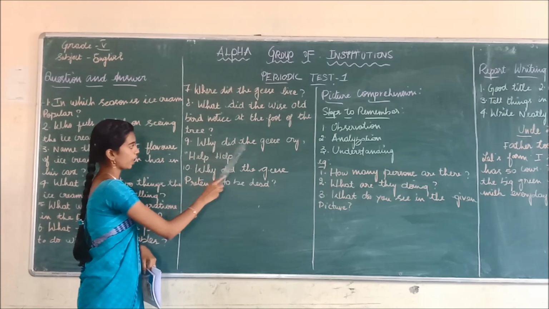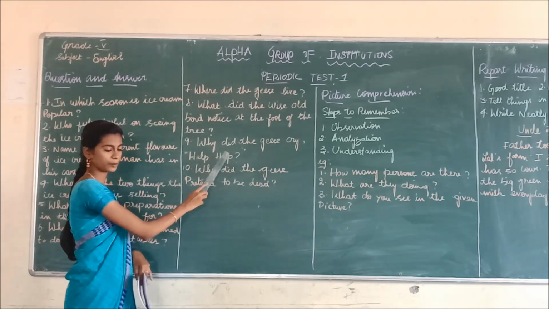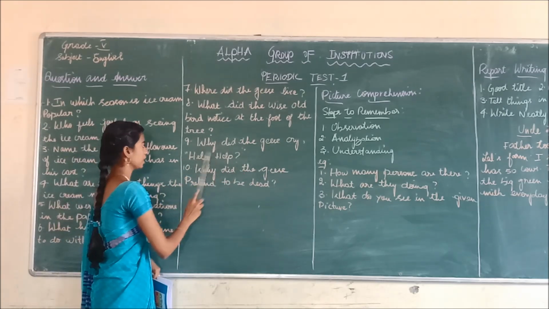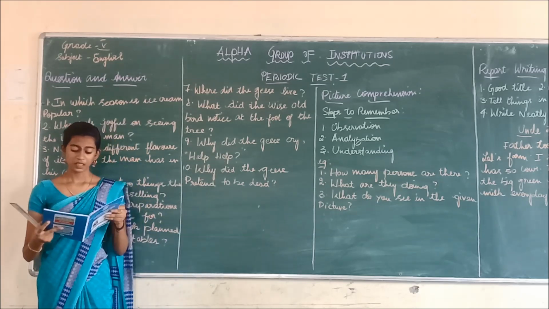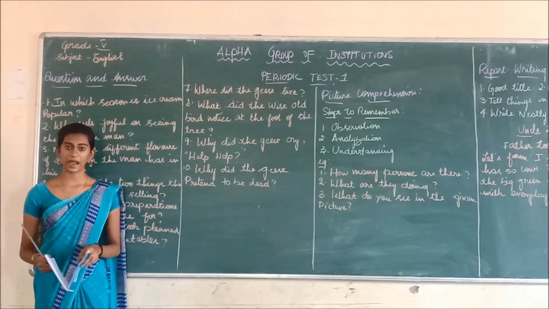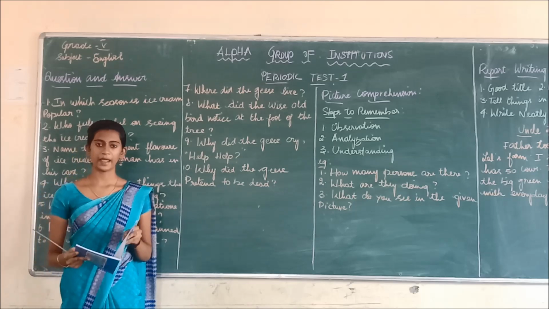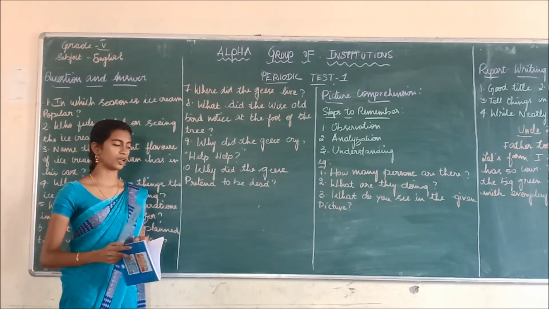Question 9: Why did the geese cry, help, help? The geese cried because they were trapped in the net.